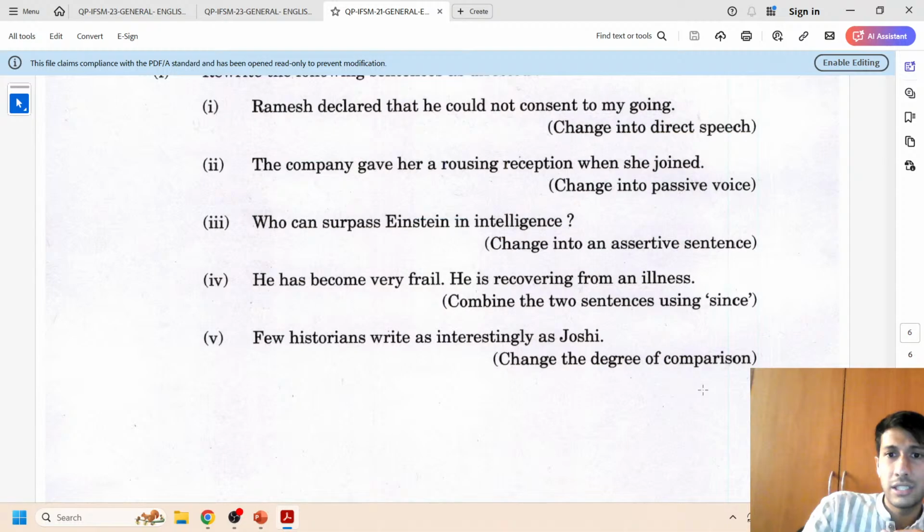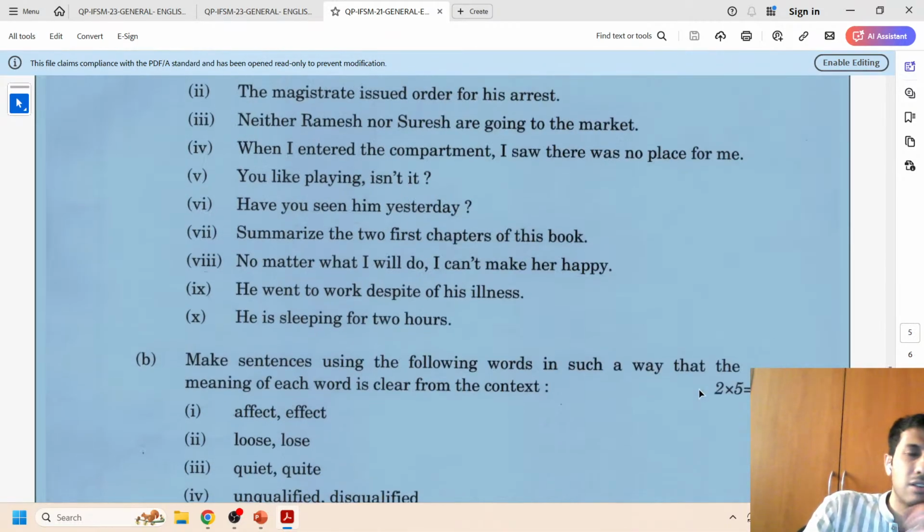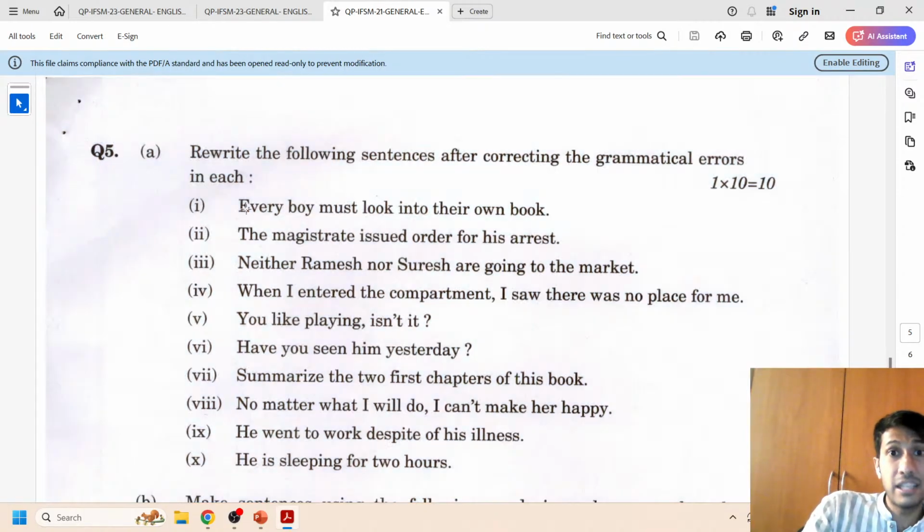And change the degree of comparison. Right, so this keeps on changing, remaining things keep on the same. But this part, grammatical errors for 10 marks, is for sure.